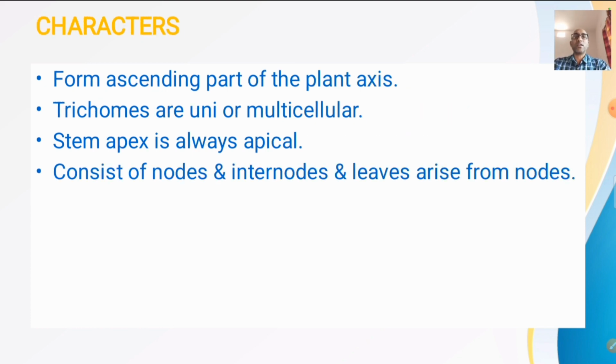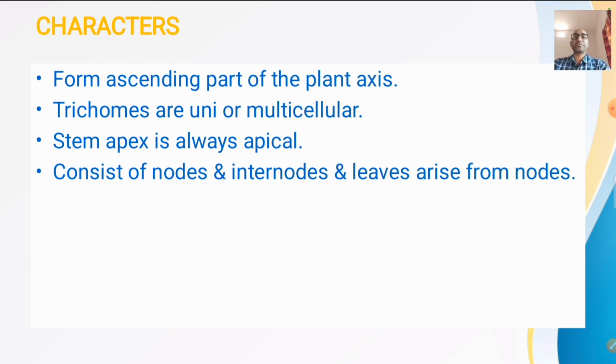So what are the characters of stem? It is actually the ascending part of the plant axis. The trichomes, that is the stem hairs, are uni or multicellular. The stem apex is always apical, unlike the roots, which is not apical. The root apex is surrounded by a root cap that is well known to you. But here the stem apex is always apical. It consists of nodes and internodes, and the leaves arise from these nodal regions.